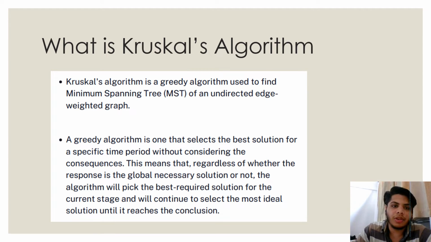Okay, now Kruskal's algorithm. What is Kruskal's algorithm? Kruskal's algorithm is a greedy algorithm that we use to find the minimum spanning tree. So what is a greedy algorithm? A greedy algorithm is one that selects the best solution for a specific period of time, regardless of whether the response is the globally best solution or not. The algorithm will keep picking the best required solution without considering whether it has any consequences or not.